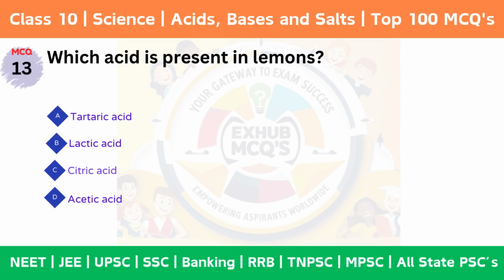MCQ 13. Which acid is present in lemons? Option A, tartaric acid. Option B, lactic acid. Option C, citric acid. Option D, acetic acid.